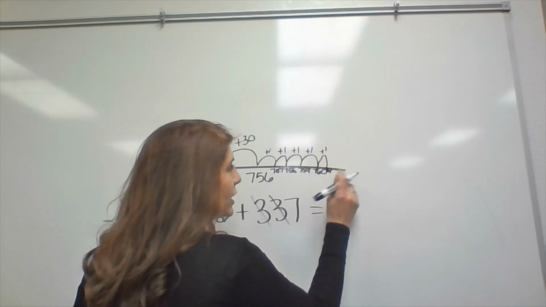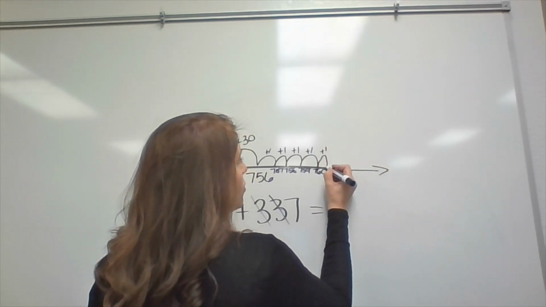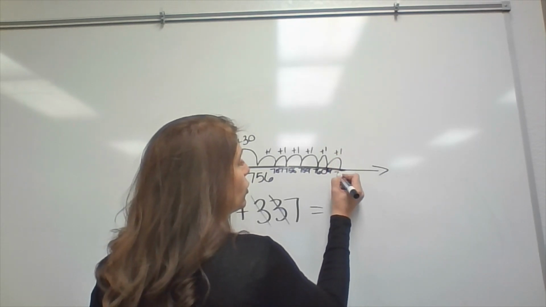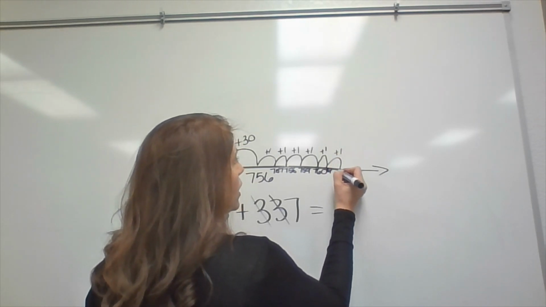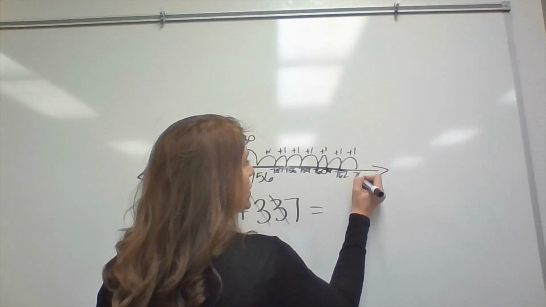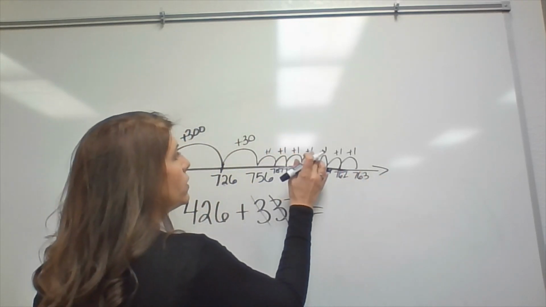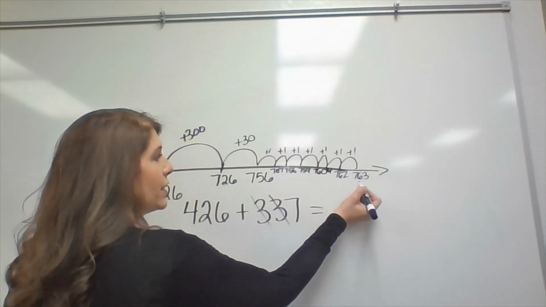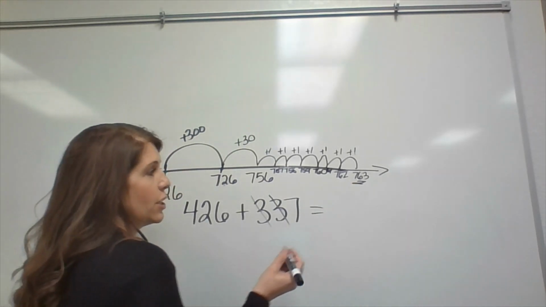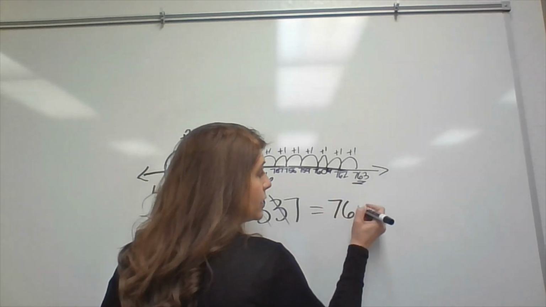I'm going to make my number line a little bit longer. Plus 1, which would make it 762, plus 1, 763. So I've got 1, 2, 3, 4, 5, 6, 7 ones. And this is my ending spot of 763, which is my sum.